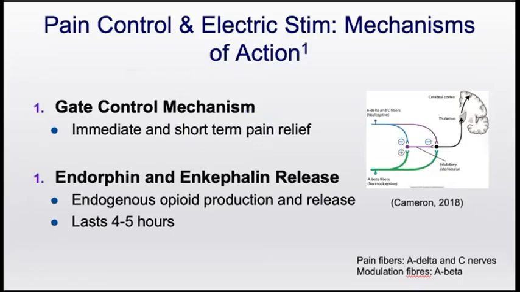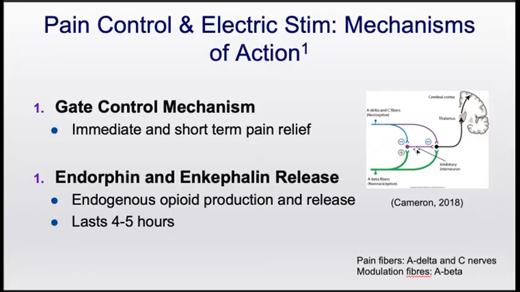So how does electrical stimulation help with pain control? I've touched on this briefly, but we're looking at controlling pain through the gate control mechanism of pain. We can get immediate and short-term pain relief, and this is done at the level of the thalamus and at the level of the spinal cord.